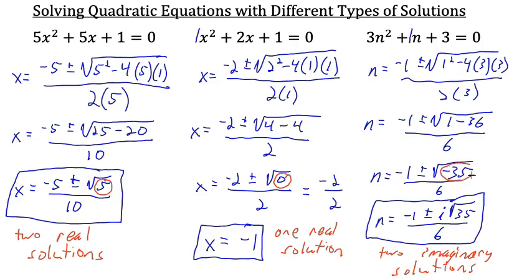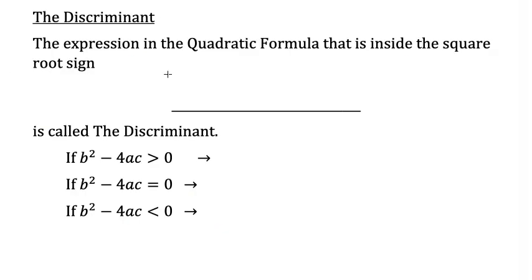Now, on each of these, the number of solutions and the type of solution was determined by this expression underneath the square root sign. So that's where we're headed here. And that number underneath the square root sign was determined by this b squared minus 4 times a times c. Well, that expression is so important, it has its own name. The discriminant. The expression in the quadratic formula that is inside the square root sign, so that's b squared minus 4 times a times c, that's called the discriminant.